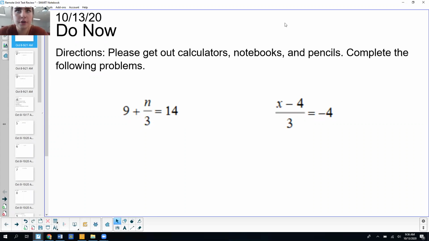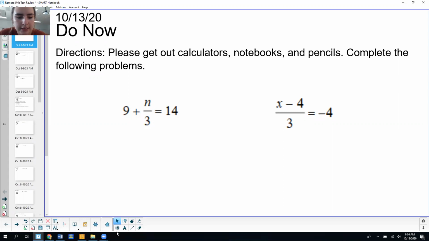We're going to be going over stuff for our unit test. So our unit test is going to be this week. We're going to spend this week reviewing, going over some study guide type of questions. But for now, we're going to go ahead and get out our calculators, notebooks, and pencils. We're going to work on the following problems.